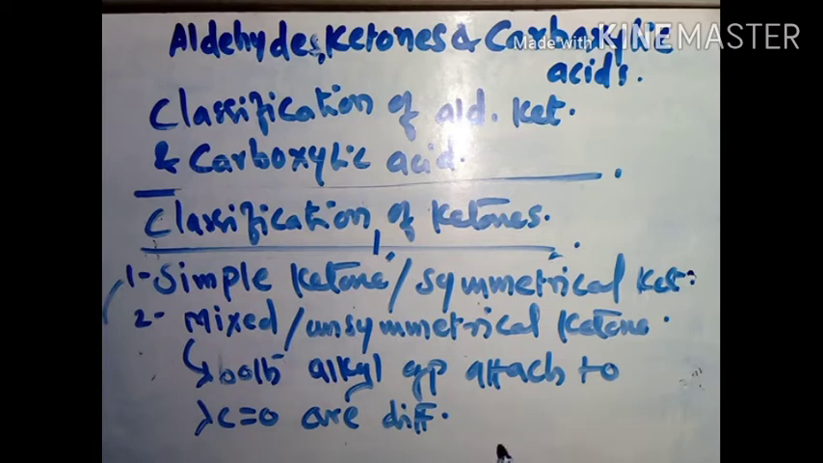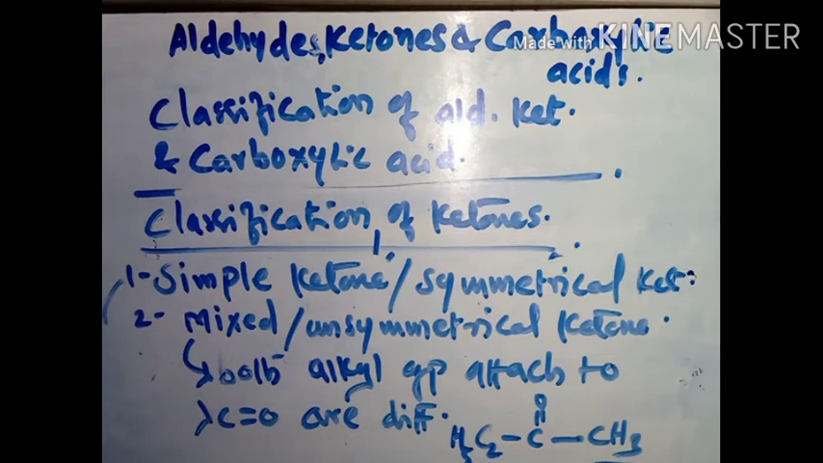We can take the example C2H5 C double bond O CH3, that is ethyl methyl ketone, that is the ketonic group. In this, of the two alkyl groups, the first is an ethyl group C2H5 and the second is CH3, that is a methyl group. Both the alkyl groups attached to the carbonyl carbon are different, that's why it is an example of a mixed or unsymmetrical ketone. It means both the alkyl groups attached to the carbonyl carbon are different.